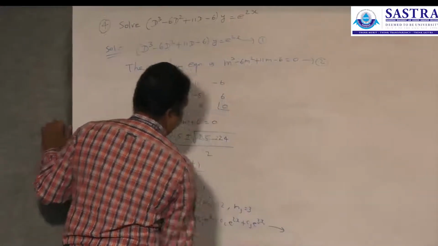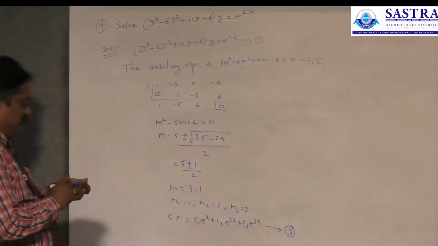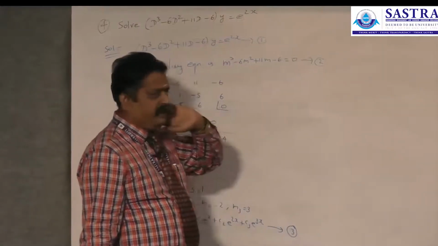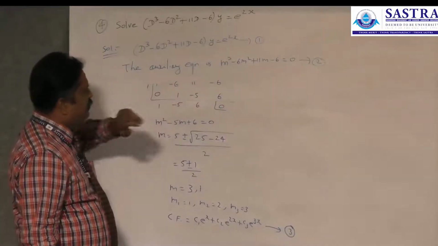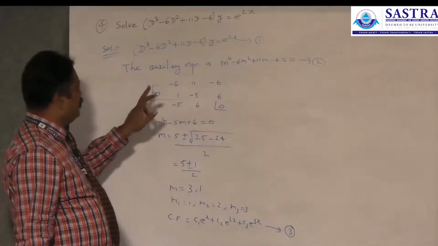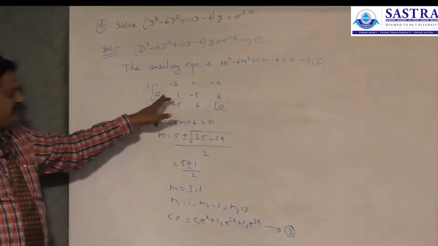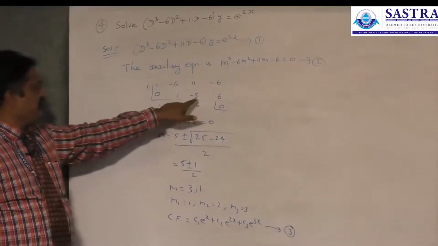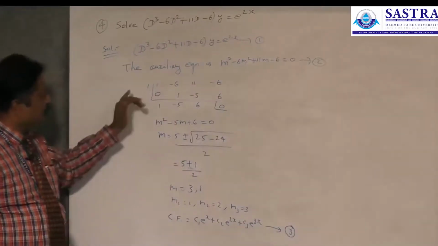This is equation number 3. Let me repeat. The auxiliary equation is m cube minus 6m square plus 11m minus 6 equal to 0. In order to solve this equation, we have to take the help of synthetic division. Write down the coefficients 1, minus 6, 11, minus 6. Let us perform the synthetic division by 1. This portion is always 0. We have to perform addition. 1 plus 0, 1. 1 into 1, 1. Minus 6 plus 1, minus 5. 1 into minus 5, minus 5. 11 minus 5, 6. 1 into 6, 6. 6 minus 6, 0. Therefore, 1 is a root.